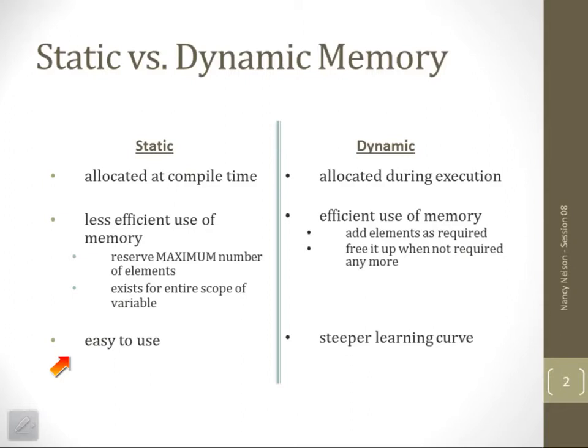But as we start to become more experienced programmers, we realize that it's not very efficient to overestimate how many things we have to have in an array. Instead, as things come in, let's reserve memory for them at that point in time. So it's allocated during actual code execution time, and it very efficiently uses the memory that we have. We add elements as we need them, and if we don't need them anymore, we free up that space to allow it for other variable declarations. The only problem is it takes a little bit more time to learn how to use these, but I think once you've started using them, you'll realize the value and want to keep using them.